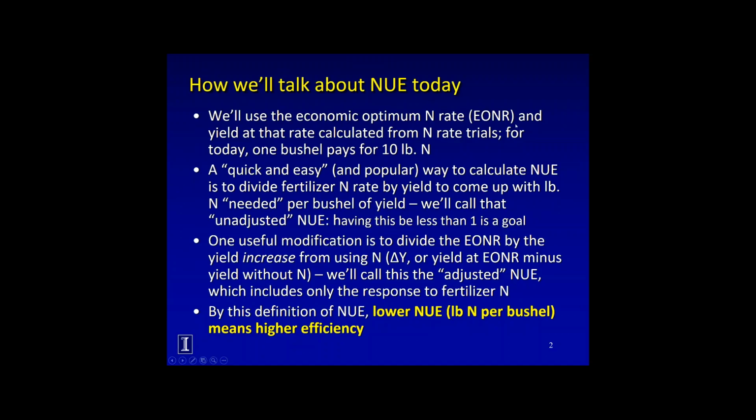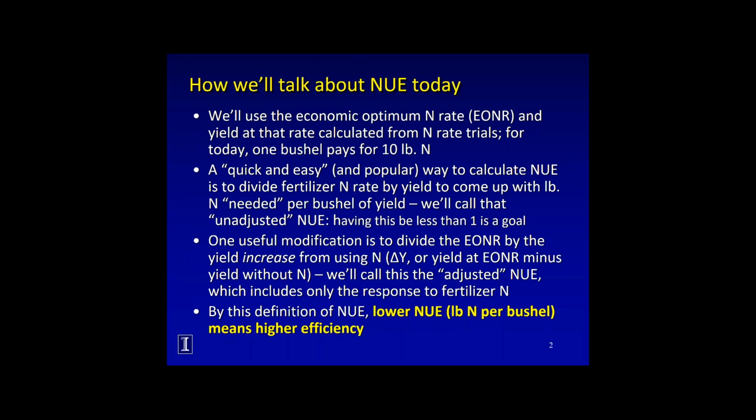We're going to use the economic optimum nitrogen rate. You'll see that term, and most of you are familiar with it, and the yield at that rate calculated from N-rate trials. And we'll, of course, show you some examples of that. But that means that people talk about the agronomic optimum and some of these kinds of things. That's not language I usually use.